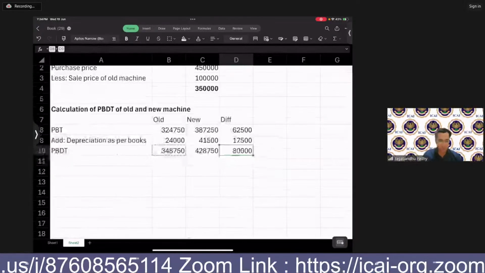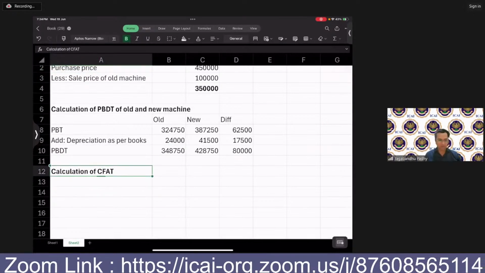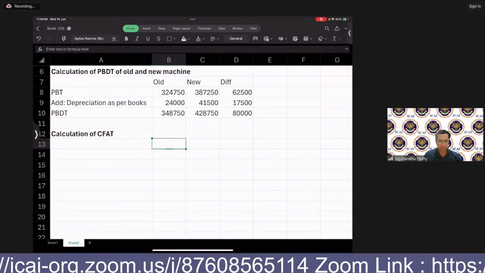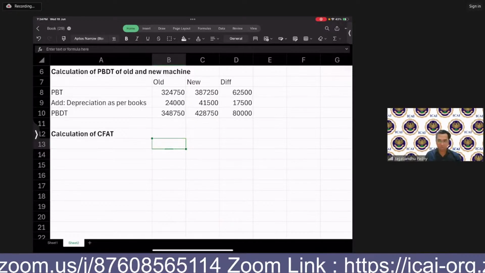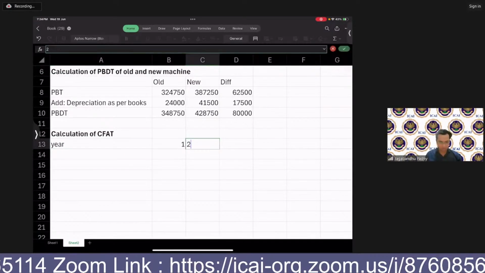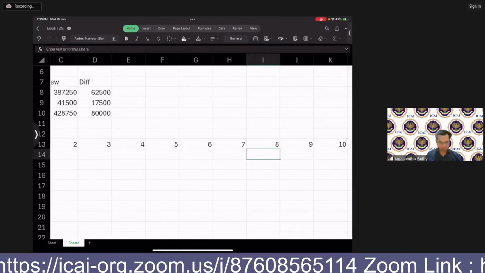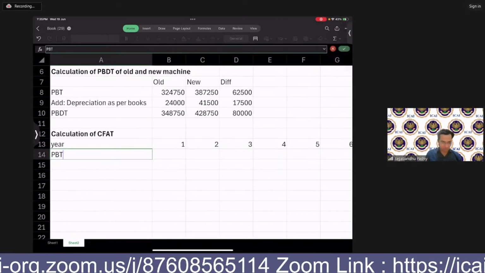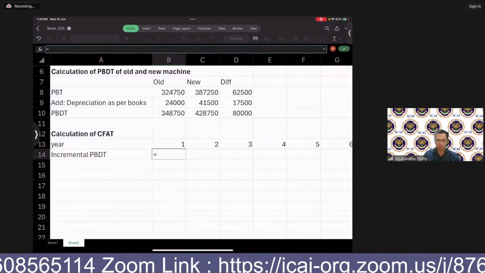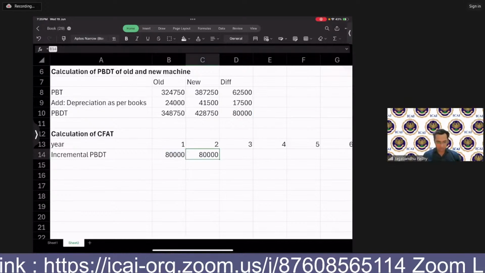Now we have to compute the cash flow after tax. So we'll say calculation of cash flow after tax. This CFAT we can compute for a total period of 10 years, right? So I'll write here year, which starts with 1, 2, 3, 4, 5, 6, 7, 8, 9, 10. We start with the incremental profit before depreciation and tax. Every year the incremental profit before depreciation and tax remains the same, which is 80,000.